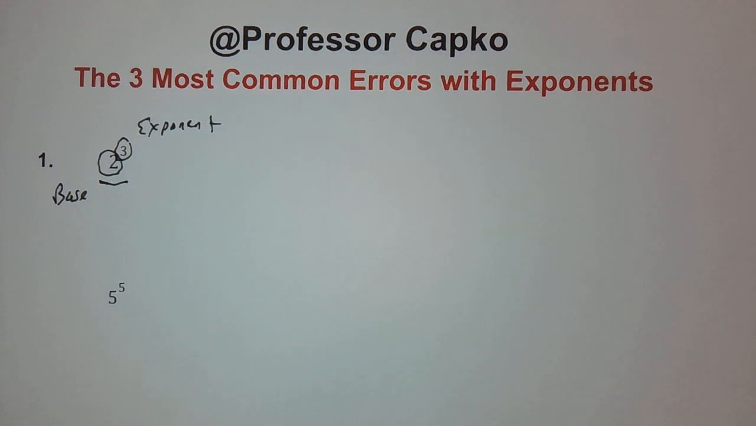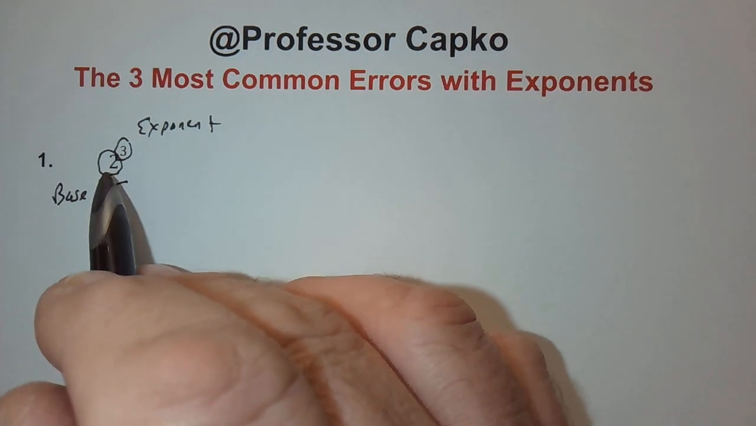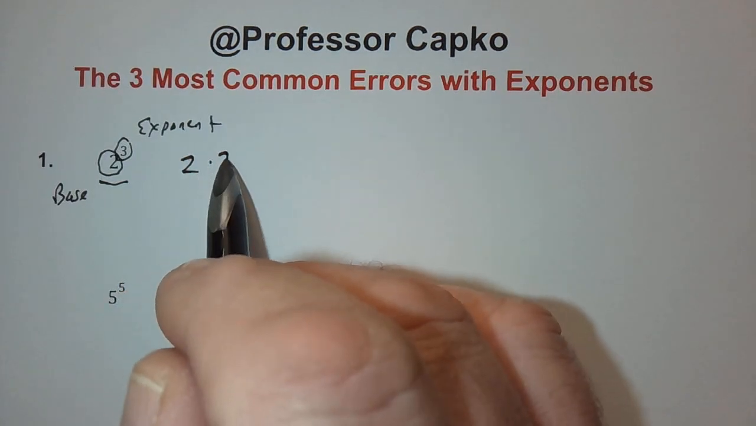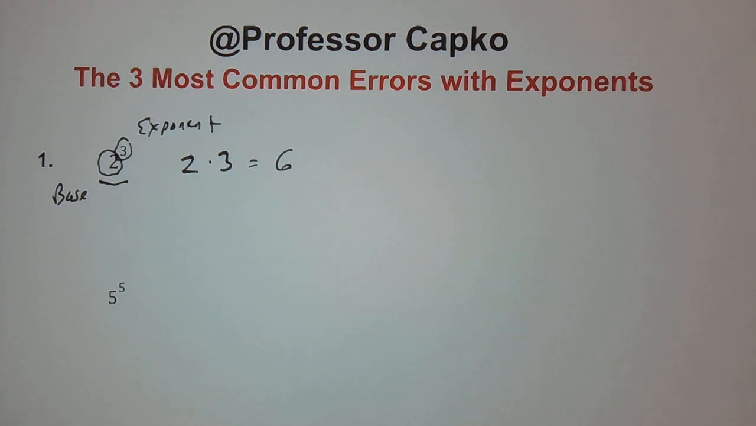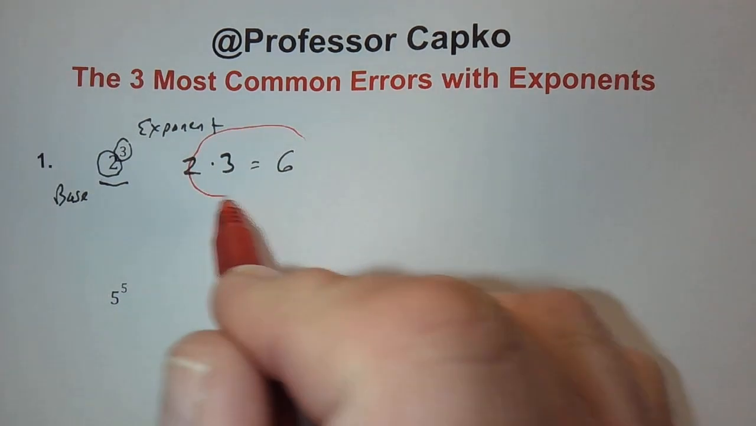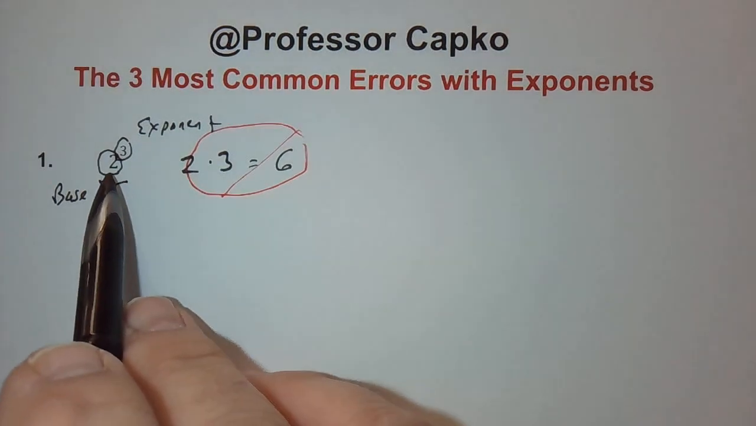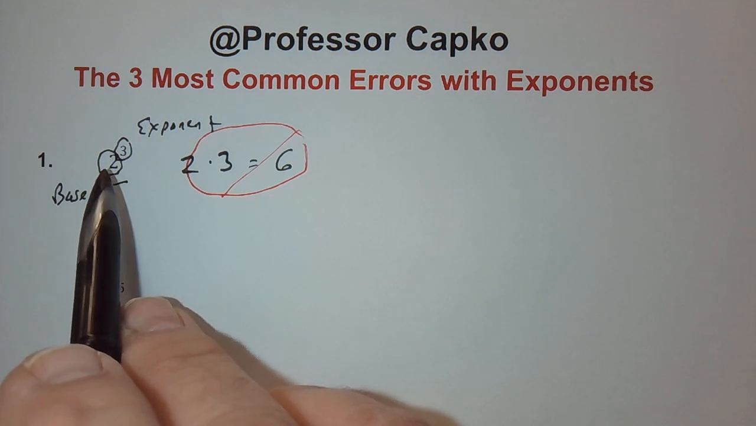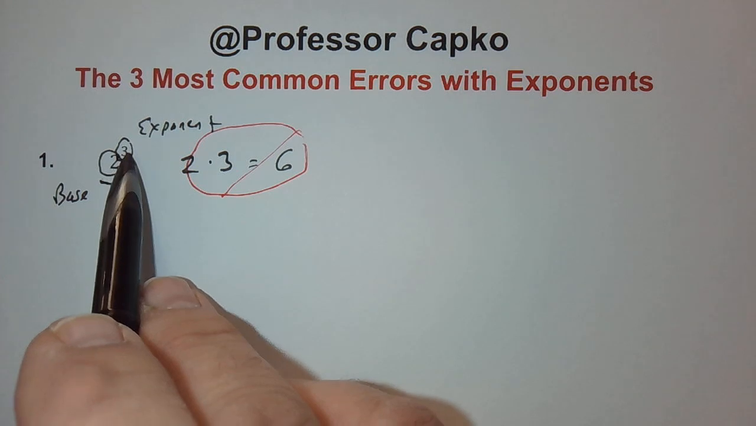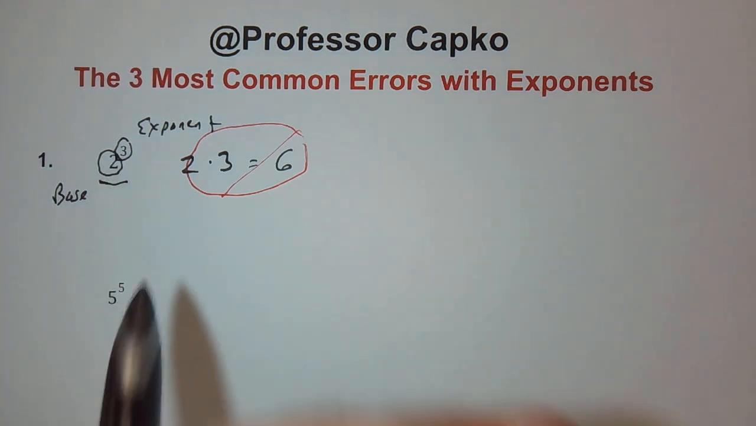And one big mistake I see folks make is they'll just take the exponent and multiply it by the base. They'll just say 2 times 3, which is 6. This is incorrect. That is not the way you do it. This exponent is telling you how many times to multiply the base times itself. So in this case, we've got a 3 as our exponent. That is telling us to multiply our base by itself 3 times.